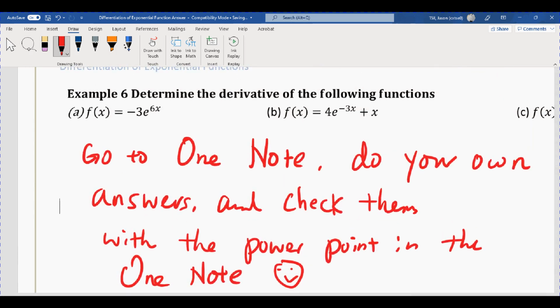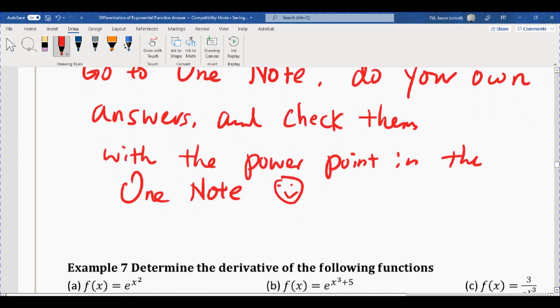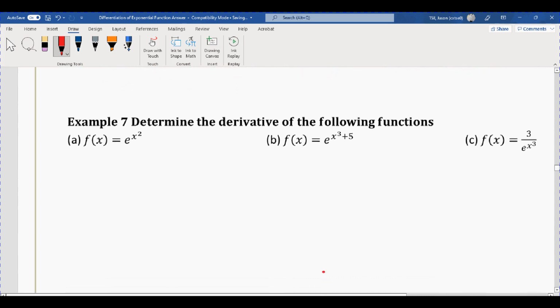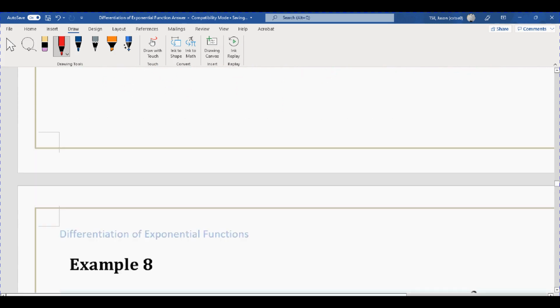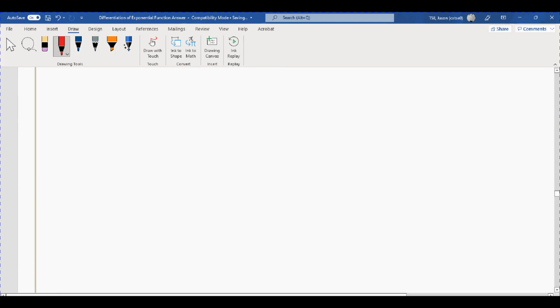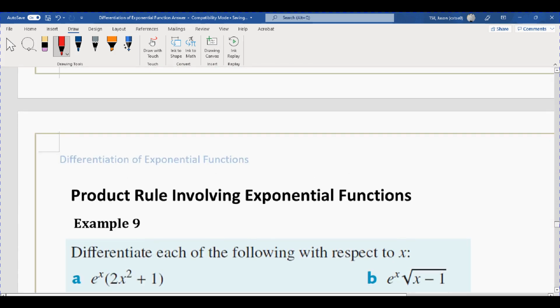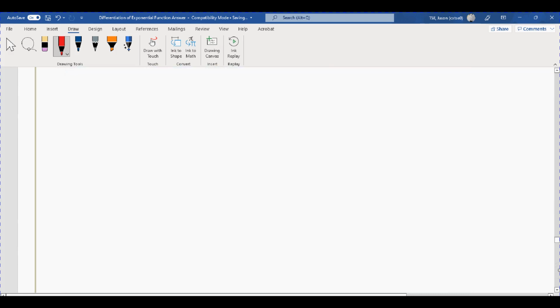So that's example 6. For the next video, I'm going to do example 7, and also I'm going to do some gradient problems, and then I'm going to do the product rule and the quotient rule as well, and then I'm going to give you some homework.